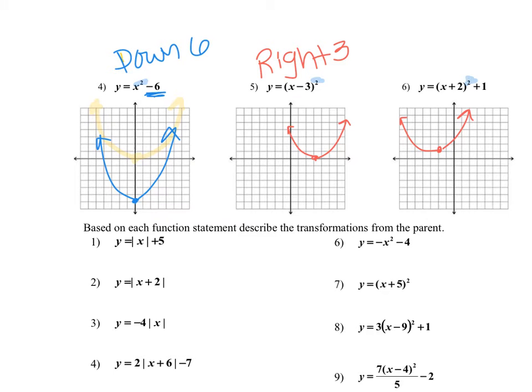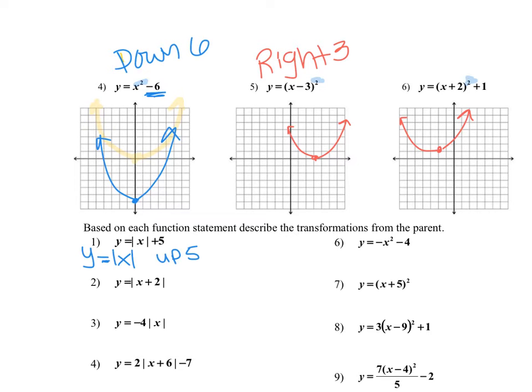Okay, so the next section asks you to state the transformations from the parent. So I'm going to first state the parent function and then give you the transformation. So this is the absolute value parent function. This is the parent, just with the bars. And then because there's a plus 5 on the outside, it would be up 5 units.